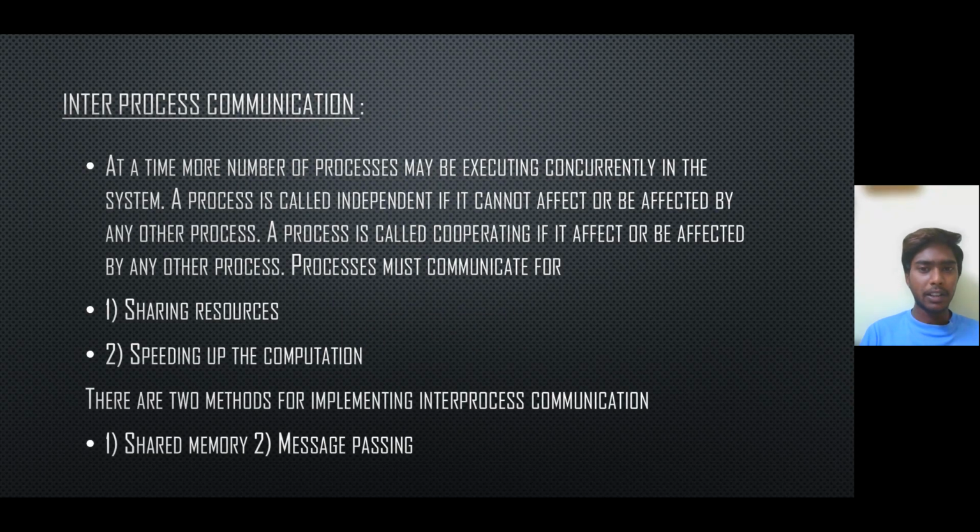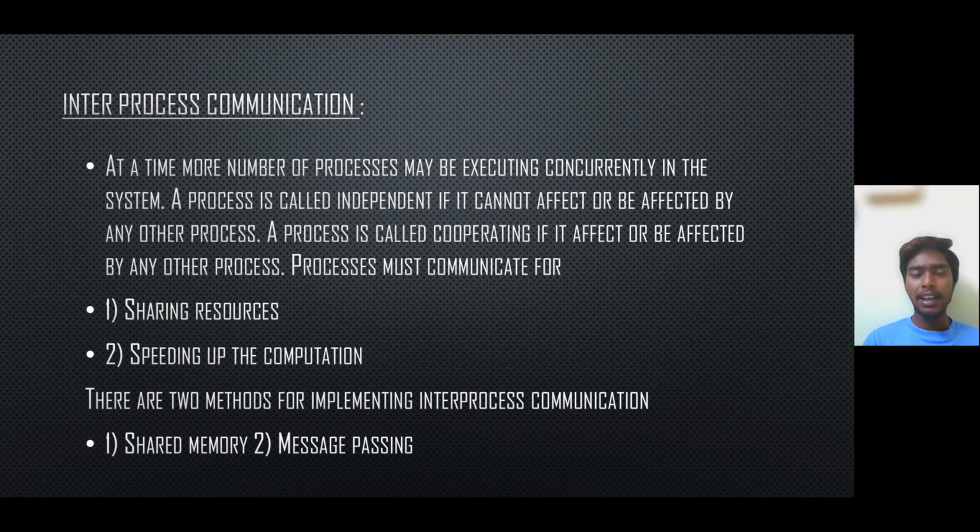Here on the second slide, it is interprocess communication, as I have said before. At a time, more than one process may be executing concurrently in the system. A process is called independent if it cannot be affected by any other process. A process is called cooperating if it affects or can be affected by any other process. It means there are two types of process: one is independent and the other is the cooperating process.